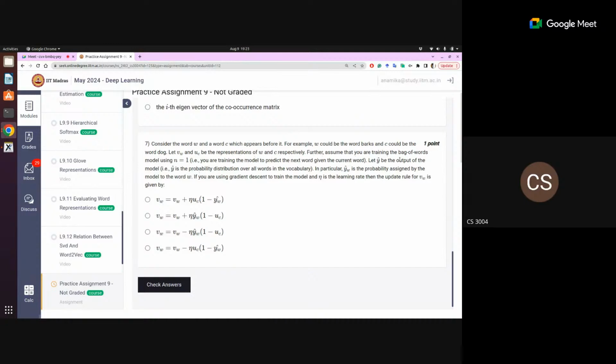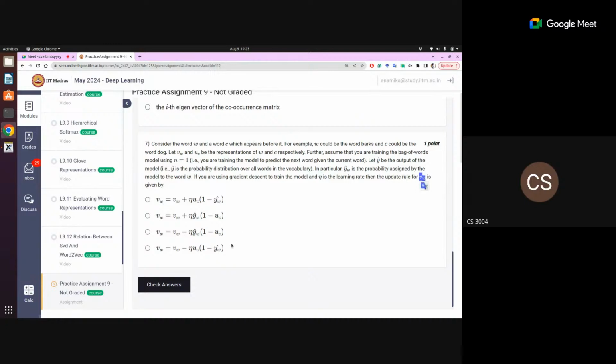Assume that you're training the CBOW model. You should write continuous bag of words, because bag of words, we know it's very different. Right? It simply contains the number of occurrences. CBOW contains the learned representations. Using n is equal to 1, fine. Let y hat be the output of the model. Y hat is the probability distribution over all the words in the vocabulary. In particular, YW hat is the probability assigned by the model to the word W, right? If you're using gradient descent to train the model, eta is the learning rate, and the update rule for VW is given by this. Okay.